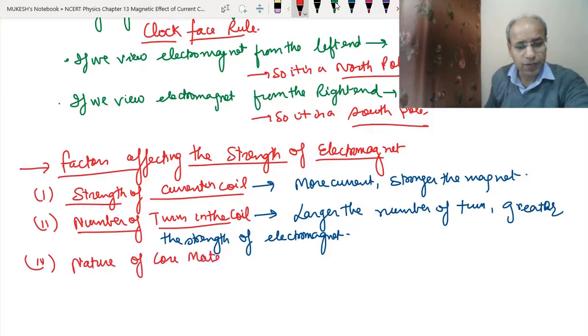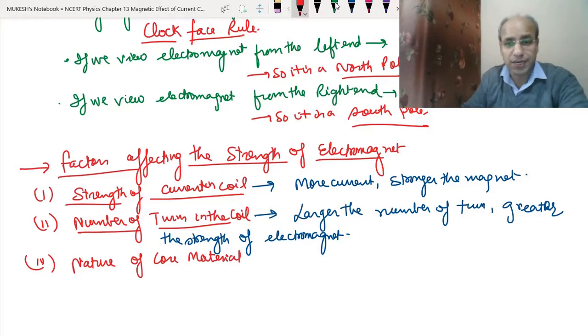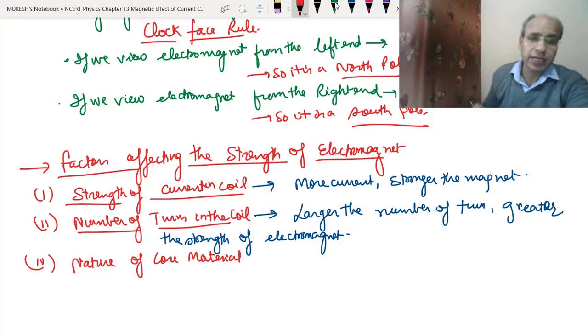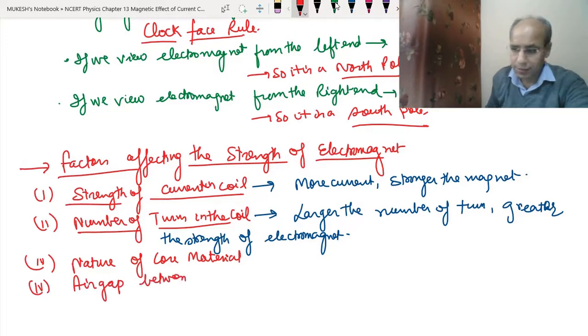And number three, nature of core material. Nature of core material we have already discussed. So we have to take the soft iron core because it gets magnetized and demagnetized very easily, and it depends on the length also. Okay. And the fourth, we have the air gap between the poles.